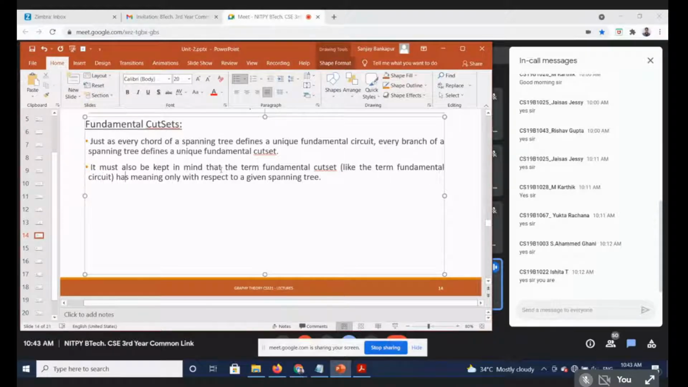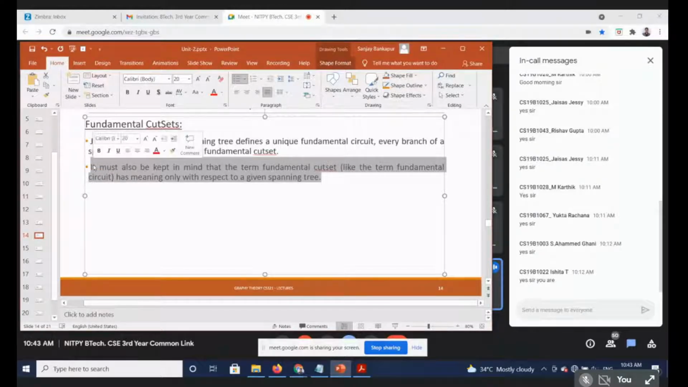It must also be kept in mind that the term fundamental cut set, like the term fundamental circuit, has meaning only with respect to a given spanning tree. I gave that as a scenario, that given graph. If I give that graph to students, the majority of the students will come up with a different spanning tree, and the fundamental cut sets will differ. It is not that a fundamental cut set is with respect to the graph. It is with respect to the spanning tree, because there should be only one branch. A branch is part of a spanning tree, and there can be multiple spanning trees for a given graph.